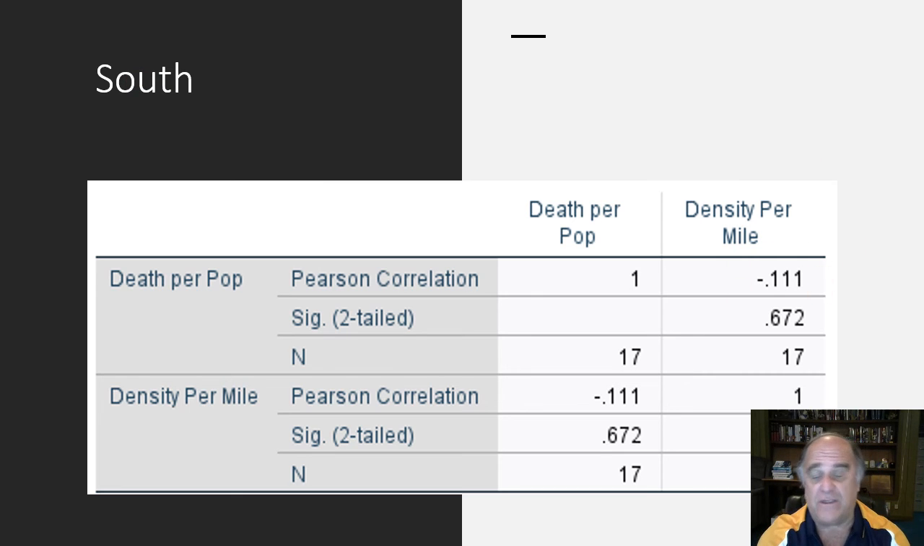So in the south, there's actually a non-significant, but slightly negative correlation between density per mile and COVID deaths. Whereas in the north, there's a large positive correlation between density per mile and COVID deaths. So we can see the moderation very vividly here. South, no correlation between COVID deaths and density per mile. North, large positive correlation between COVID deaths and density per mile.